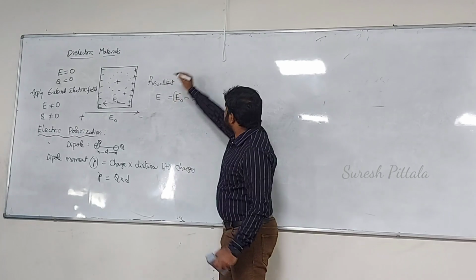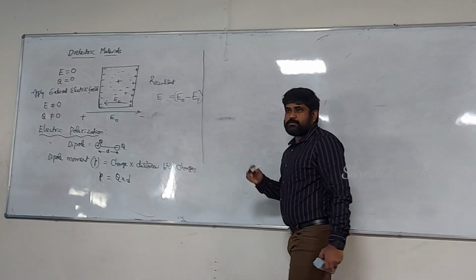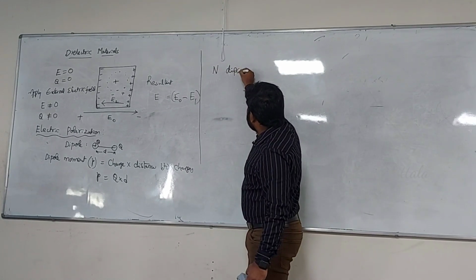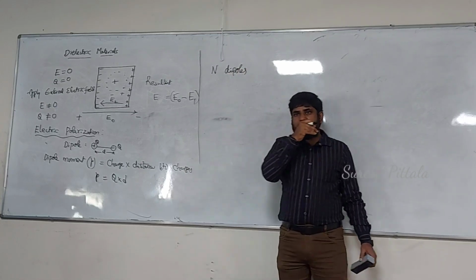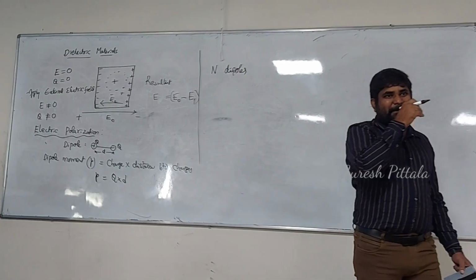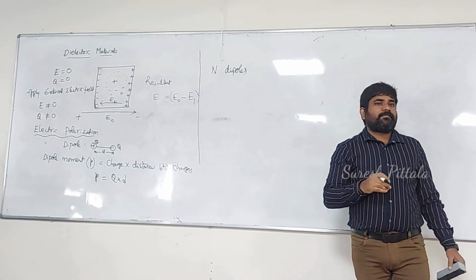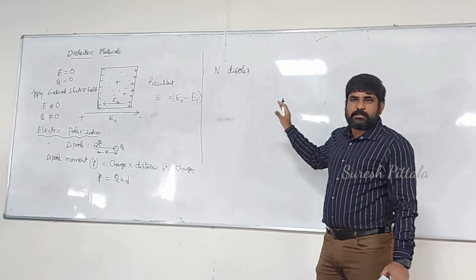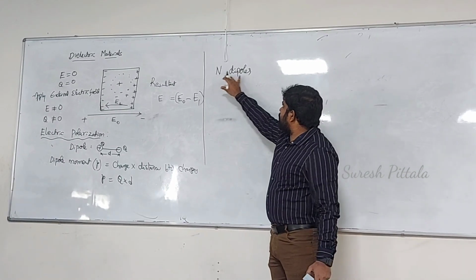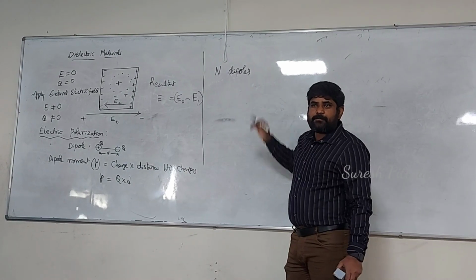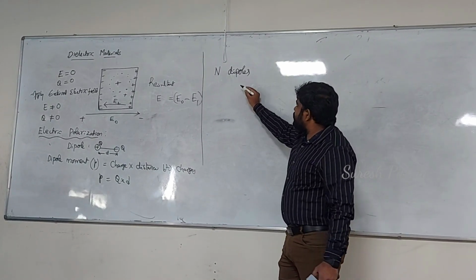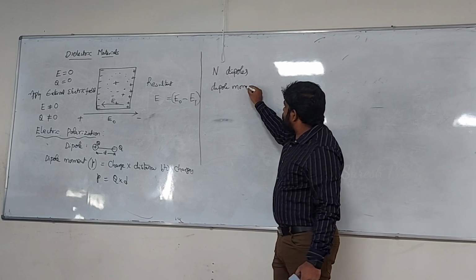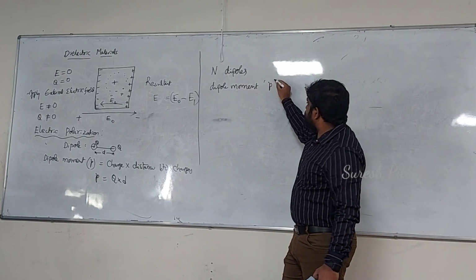So suppose there are n dipoles inside. You created n dipoles. How did you create n dipoles in the dielectric material? How could you achieve that? By applying the external electric field. Don't forget that. So you created n dipoles by applying external electric field E, and each dipole has a dipole moment. What do we call the dipole moment? Small p.